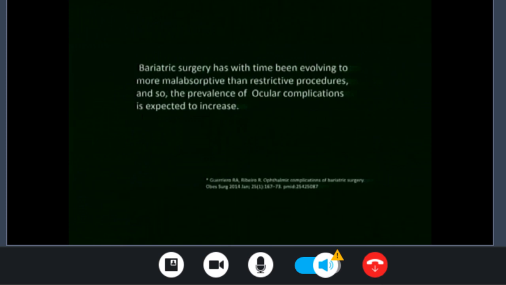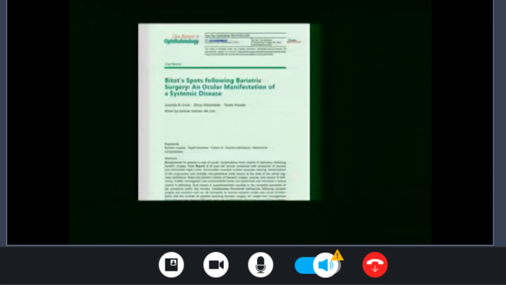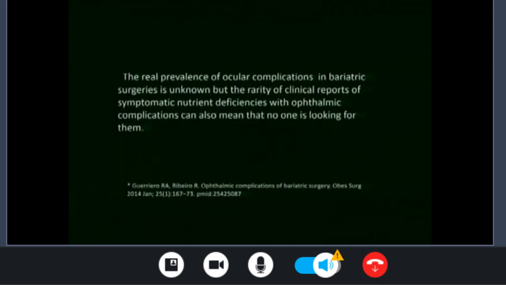Bariatric surgery has with time been evolving to more malabsorptive than restrictive procedures, and the prevalence of ocular complications is expected to increase. Generally, in the literature, there are few case reports about ocular complications after bariatric surgery due to vitamin A deficiency. The real prevalence is unknown, but the rarity of clinical reports of symptomatic nutrient deficiencies with ophthalmic complications can also mean that no one is looking for them.